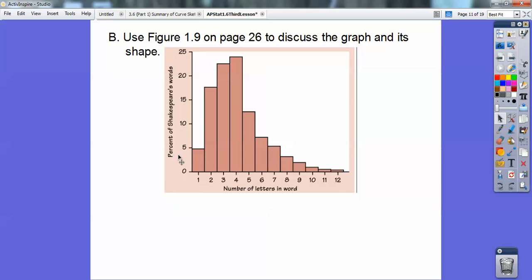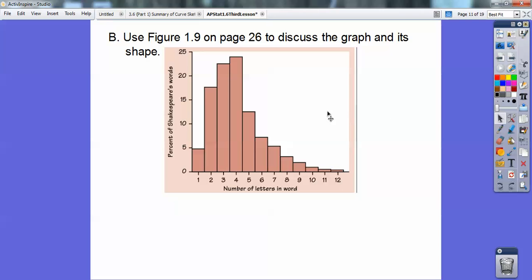So the reason why it's in percents, you guys, it wouldn't be in numbers of words right here because there's too many words in Shakespeare. You couldn't put the number of words in there because there would be thousands of 4-letter words in here, because this is the number of letters right down here. There'd be thousands of 3-letter words. So this column right here would be much too big, or we'd have to spread it out too much. So they changed it to percents right there.